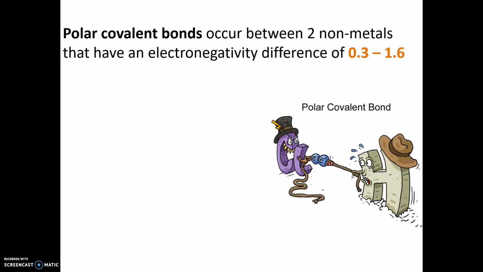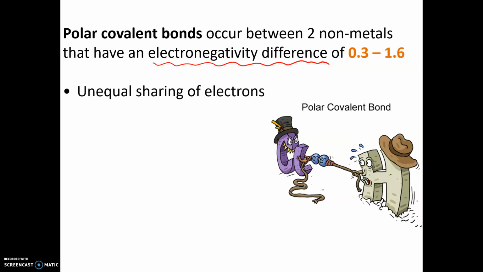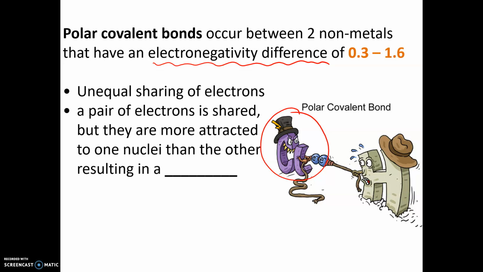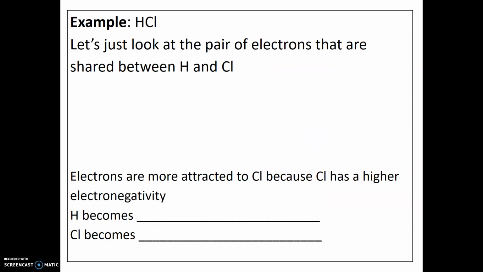So this is where we have a difference in electronegativity of 0.3 to 1.6. There's an unequal sharing of electrons, which is saying that electrons are spending more time around one atom than the other. If there's an unequal sharing of the electrons, meaning they're attracted to one atom more than the other, that results in a dipole. And we're going to get into that in a little bit more detail as we move on here.